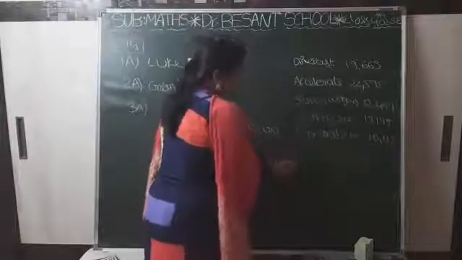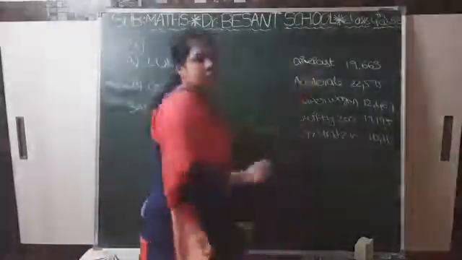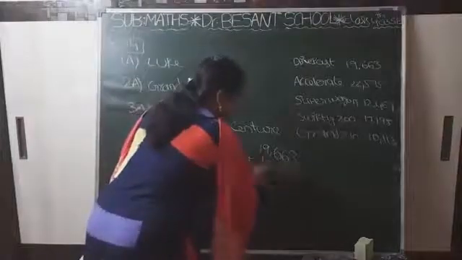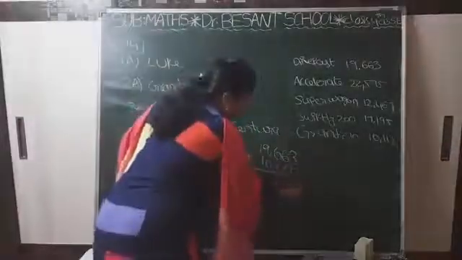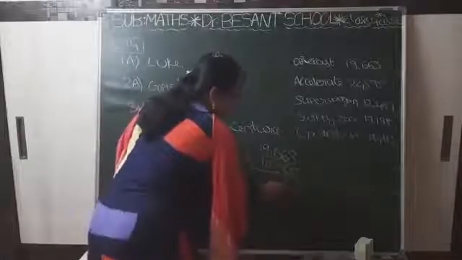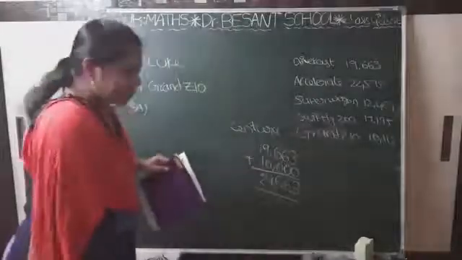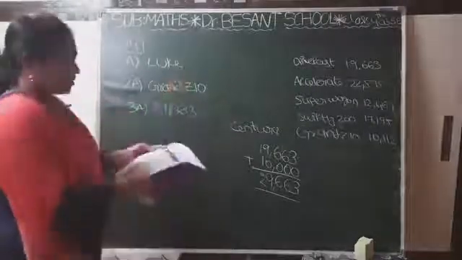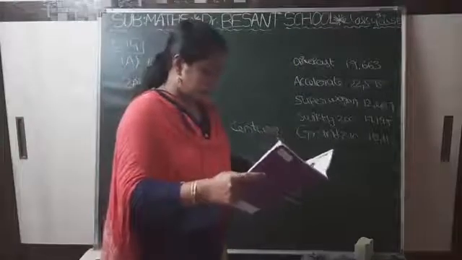Drive Fast cars sold 19,663. Okay. Now, in the question what is given? Centura sold 10,000 more cars than the Drive Fast. What do you have to do? You have to add 10,000 to the Drive Fast cars. Why? Because 10,000 more cars is given. That's why we are adding 10,000 to the Drive Fast cars. 3 plus 0 is 3, 6 plus 0 is 6, 6 plus 0 is 6, 9 plus 0 is 9, and 1 plus 1 is 2. Now, what is the answer here? 29,663 is the answer. This is the answer here. Okay, over children. This is 2.14. Next.